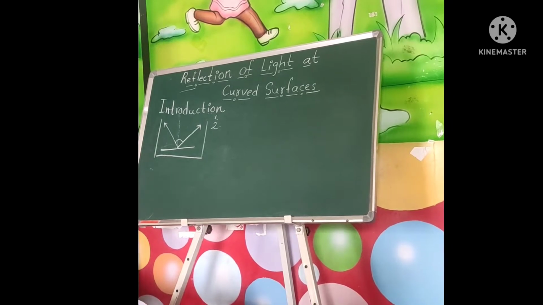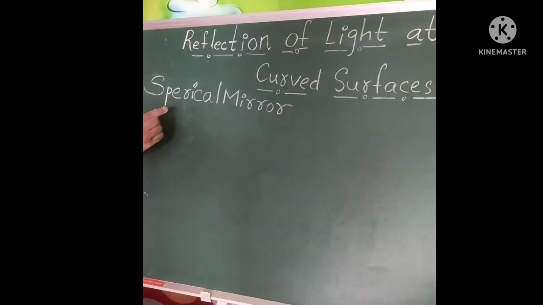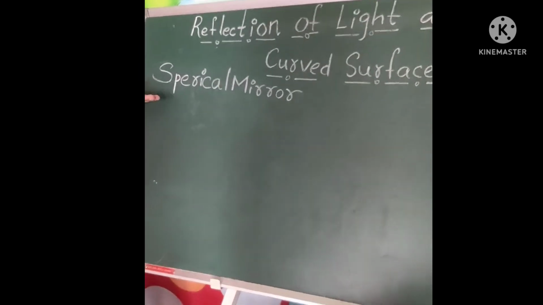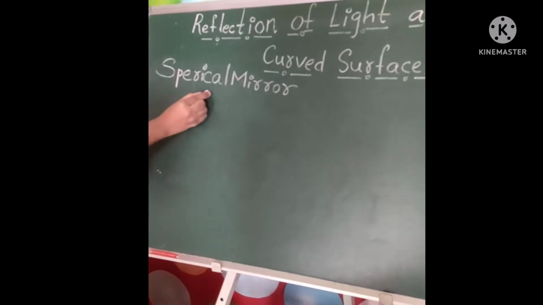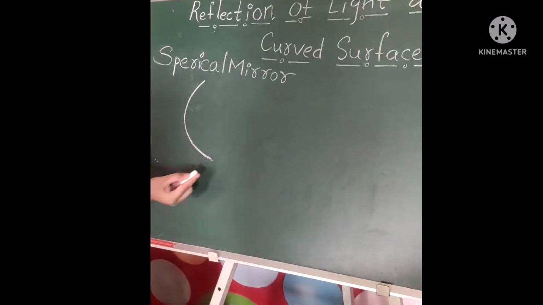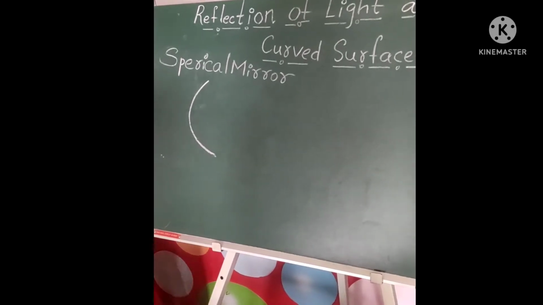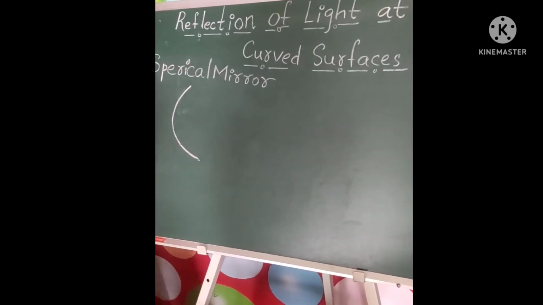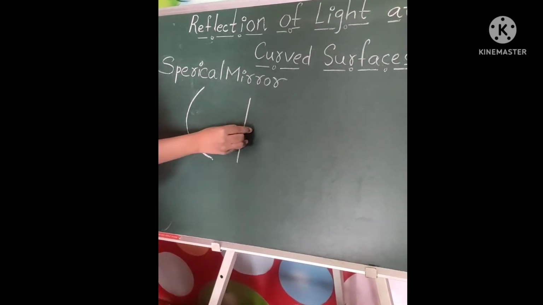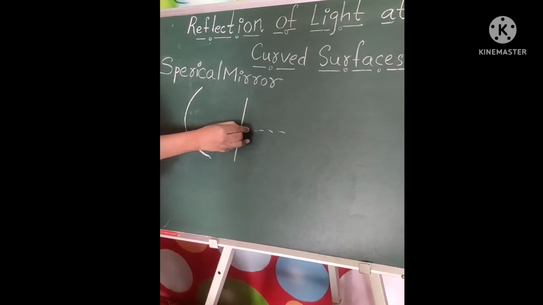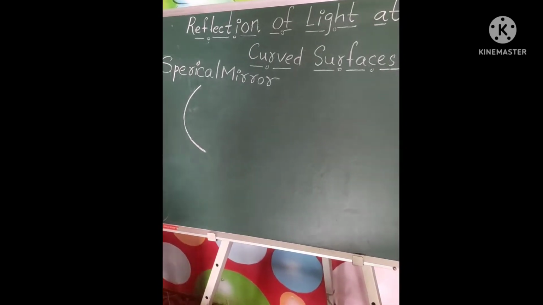So now we are going to learn what are spherical mirrors. What is a spherical mirror? From the name itself we can tell that spherical means a sphere type of curved surface. So a spherical mirror is a mirror whose reflecting surface is curved. Now let us find out where the normal is for this spherical mirror. As we know a plane mirror has a normal, in the same way we have a normal for the spherical mirror also. So now let's see where it is.